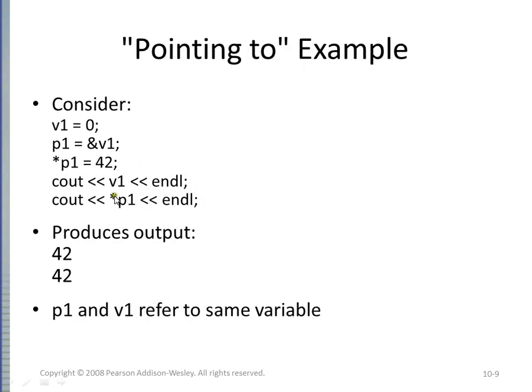Okay, so we looked at this and we understand it by now. So P1 is equal to the address of V1. You can replace this with V1. So this is exactly as if you are saying V1 is equal to 42, because you are dereferencing the address, so you're accessing the content.